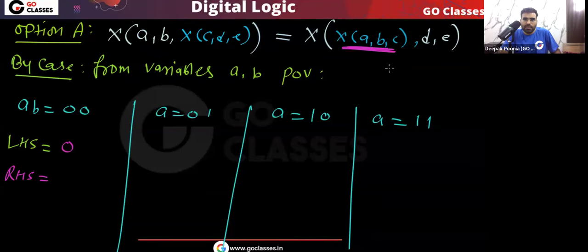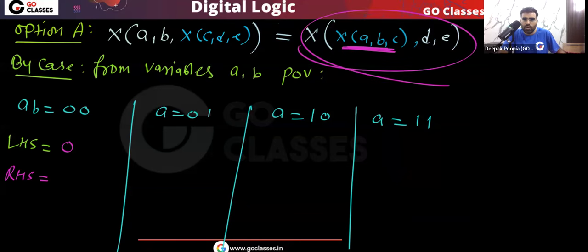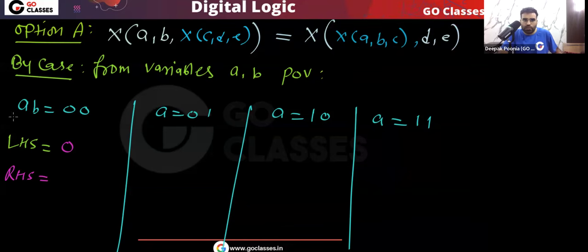But remember, still I can make this RHS 1 because I can make this DE equal to 1 1. Yes or no? If I make DE equal to 1 1, then this RHS will become 1. Do you agree with me? Remember, for this AB 0 0, this first input will become 0. Because AB is 0 0, so this X will become 0. I can say this will become 0. But if this D comma E, if they are 1 1, then this RHS will become 1. Yes or no? Do you agree with me?